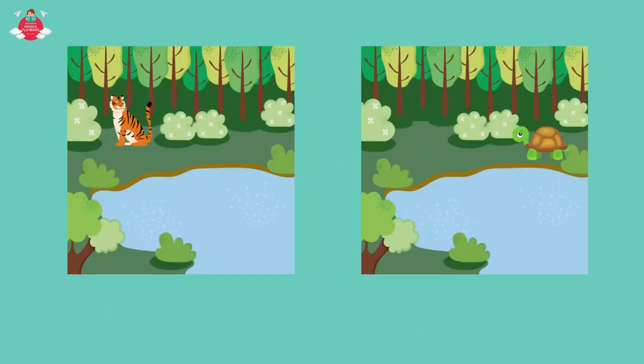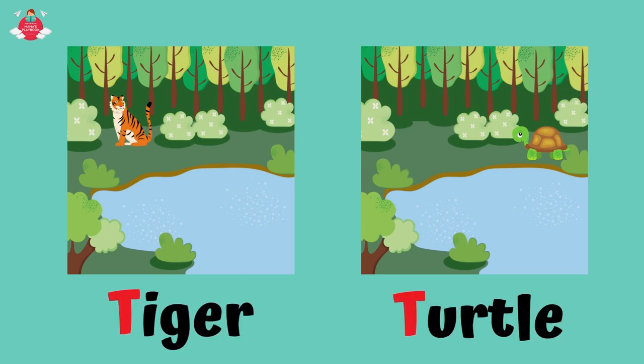Can you see the difference between these two pictures? That's right. There is a tiger on the left and a turtle on the right. Tiger. Turtle.